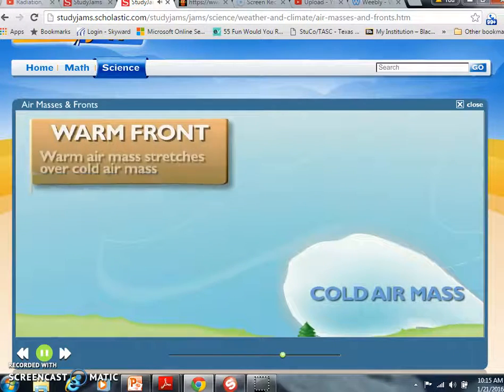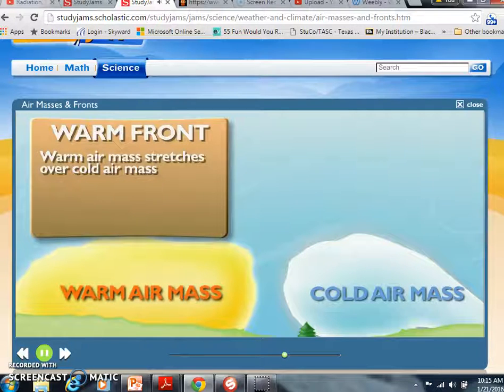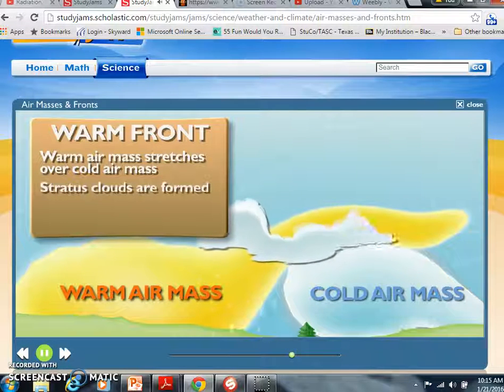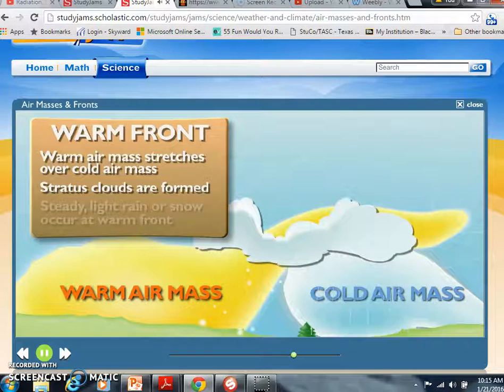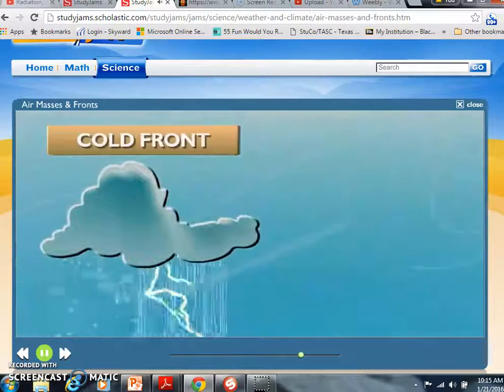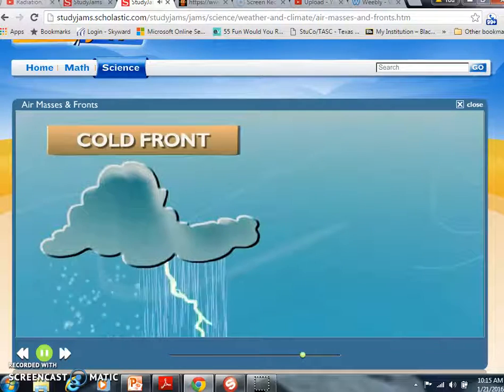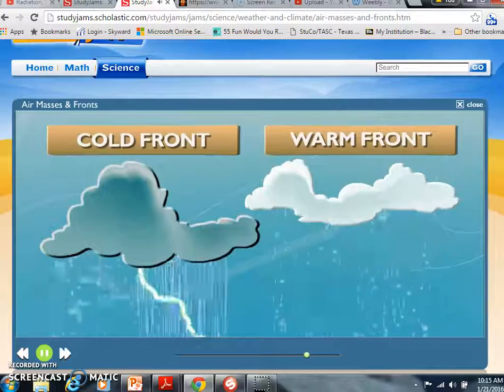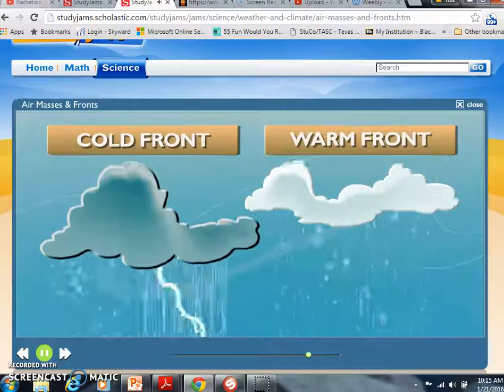A warm front happens when a warm air mass catches up with a cold air mass and slowly climbs up and over it. As the warm air mass passes over the cold air, long, thin stratus clouds stretch out across the sky. A warm front can cause rain and snow too, but it's light and steady, not heavy and stormy like a cold front's weather. So, a cold front means pretty crazy weather that gets me a snow day. And a warm front just means it might still rain or snow, but it won't be as intense.